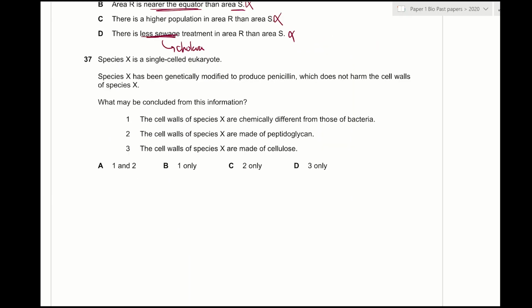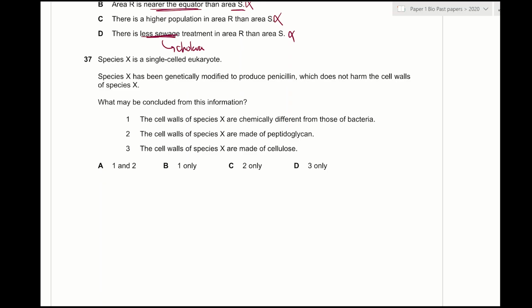Question number 37. Species X is a single-celled eukaryote. Species X has been genetically modified to produce penicillin, which does not harm the cell walls of species X. What may be concluded from this information? First of all, penicillin prevents the growth of bacteria's cell walls. The reason for this is because it inhibits the enzyme that causes cross-links between them. Therefore, let's see the suggestions that we have here.